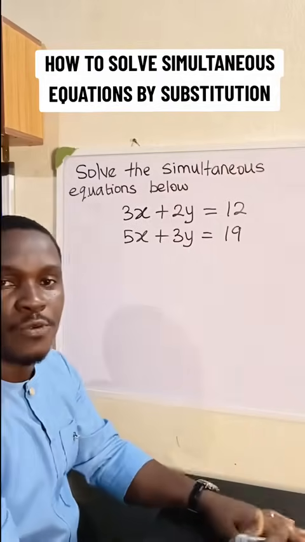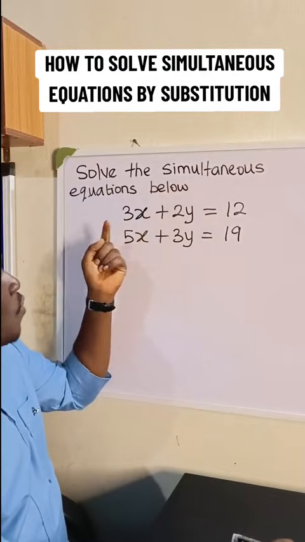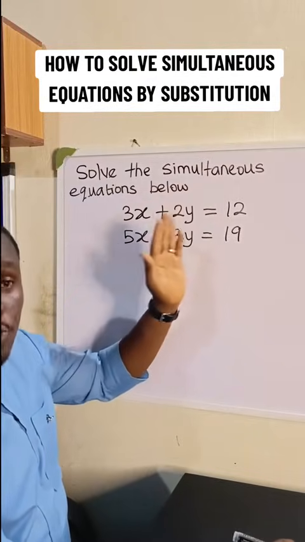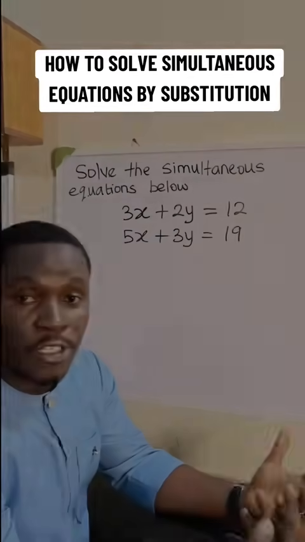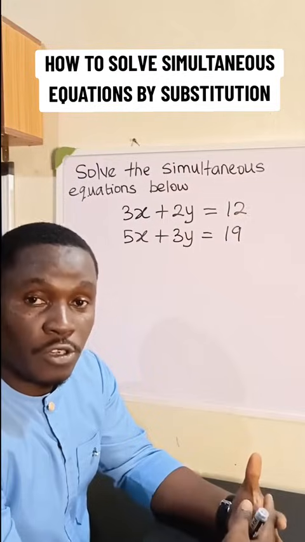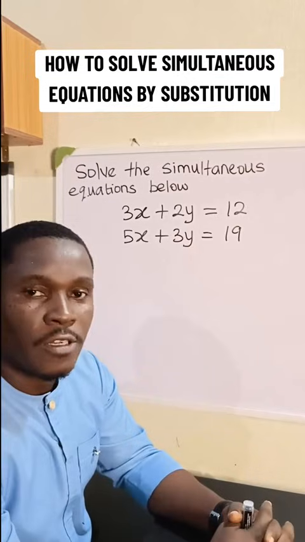Hi guys, let's look at this simple question that we have here. We're told to solve the simultaneous equations below. We have 3x plus 2y is equal to 12, 5x plus 3y is equal to 19. Simultaneous equations are two or more equations containing two or more variables that we are expected to solve together.